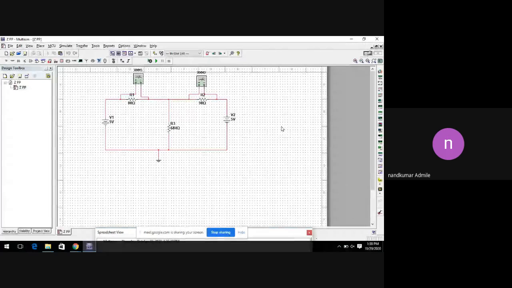As with the H parameter and Y parameter, we can consider a simple circuit for the Z parameter. Based on this circuit diagram, we can calculate the Z parameter, that is, we have to calculate the values of Z11, Z12, Z21, Z22. These are the four parameters.